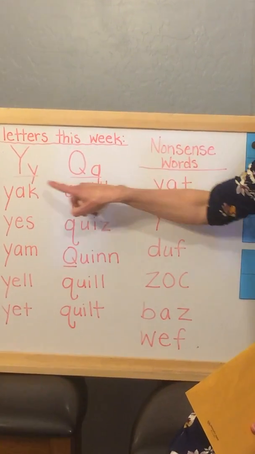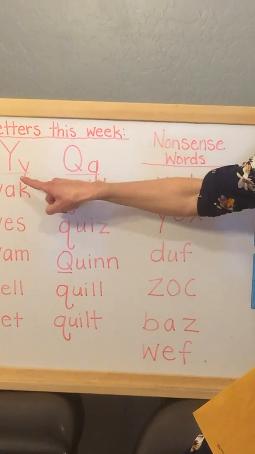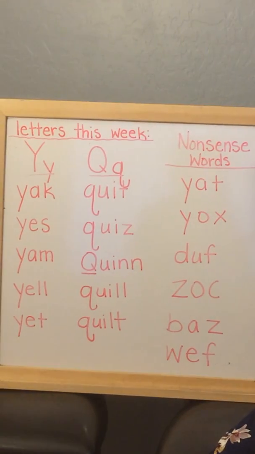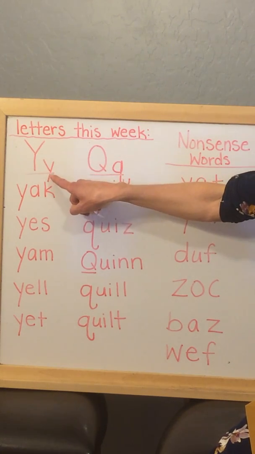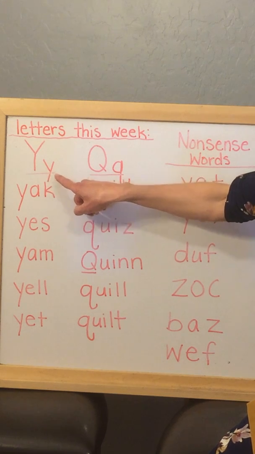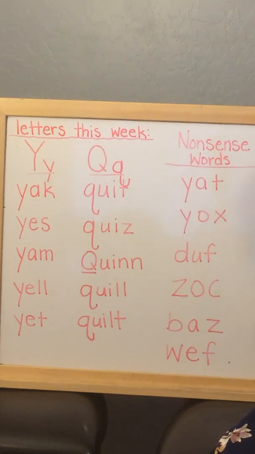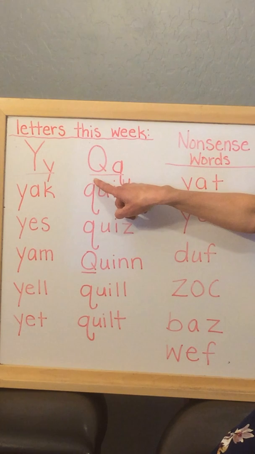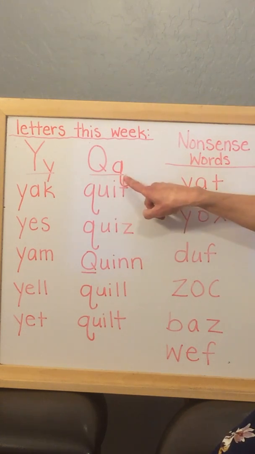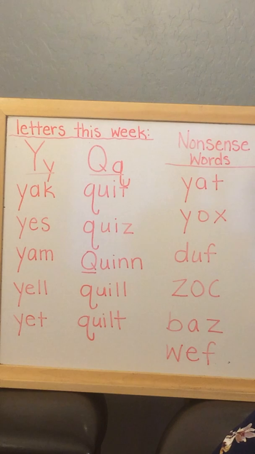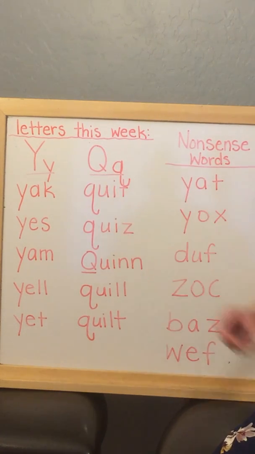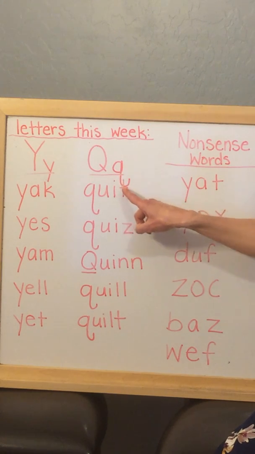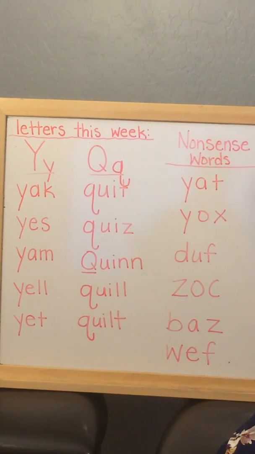So Y and Q. Now when we look at the capital Y and the lowercase y, do they look the same? They do not. The lowercase y is a tail letter, which means that it goes underneath the bottom line. It does not look exactly like the capital. And when we look at Q, the capital Q and lowercase q, those also do not look the same, and the lowercase q is a tail letter as well. And it has that funny little backwards hook to it.